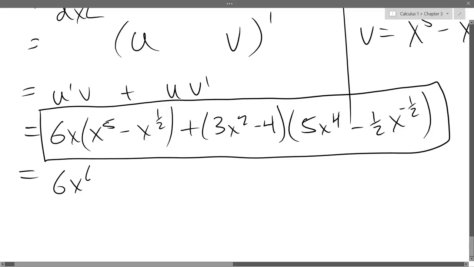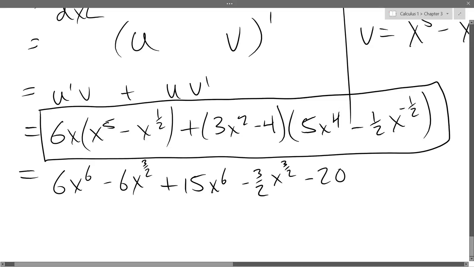So this is 6x to the 6th minus 6x to the 3 halves power plus, now I have to FOIL here, 15x to the 6th minus 3 halves x to the 3 halves power, then the outer terms, minus 20x to the 4th. Last is plus 2x to the minus half power.